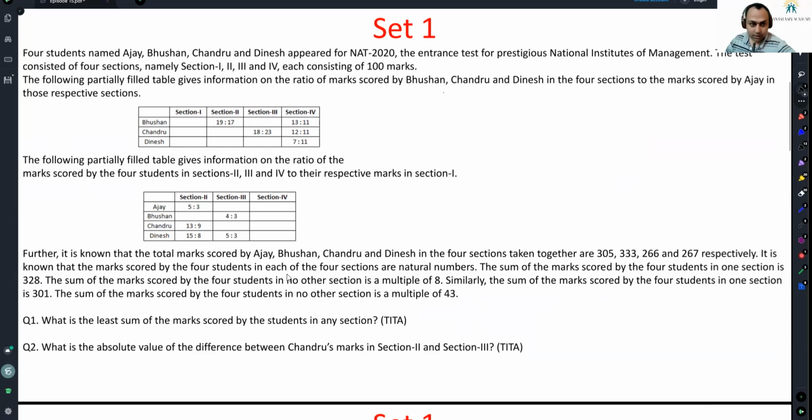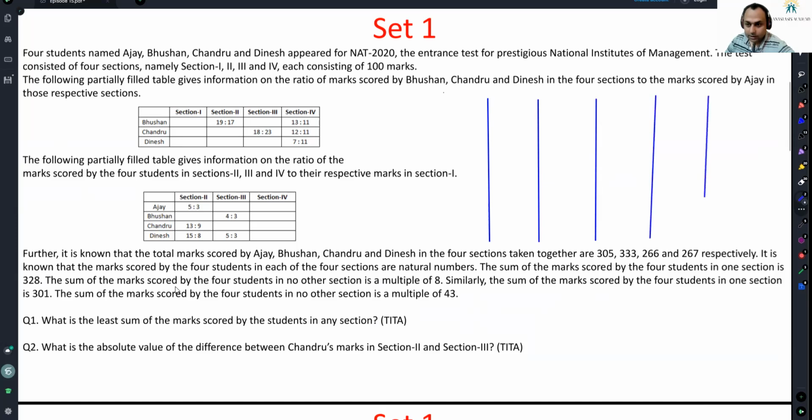So let us make a table. First column will be name. Second column will be score in section 1, score in section 2, score in section 3. I need one more column for final summation. Okay.